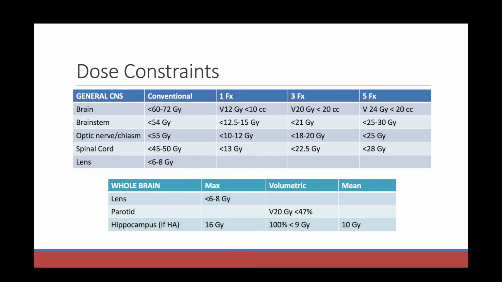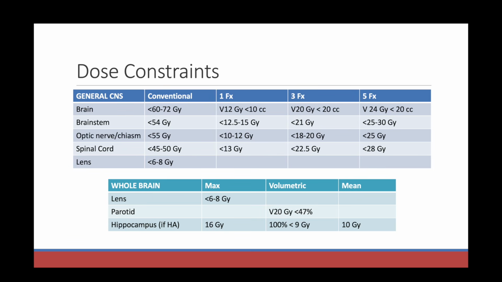But remember, your brainstem max with conventional fractionation is ideally less than 54 gray. Your optic pathway max is less than 55 gray. With single fraction SRS, the brainstem max is much lower. It's between 12.5 to 15 gray. Optic max is between 10 to 12 gray. I think for boards, it's always easier to just be more conservative. So for brainstem, I would say my single fraction max is 13 and my optic max is 10 gray.